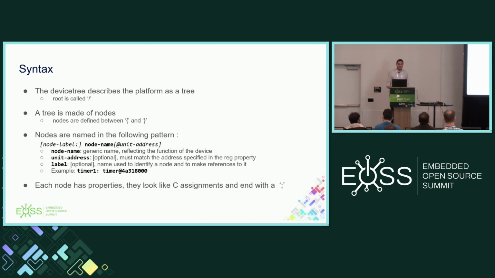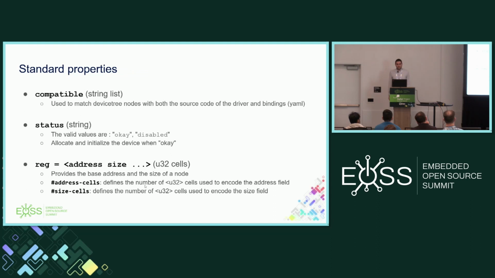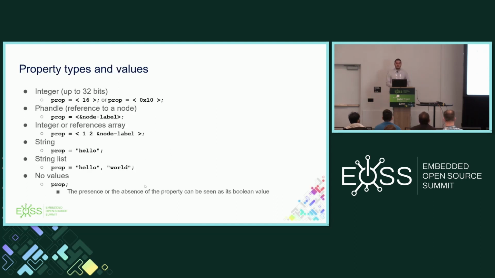Each node has properties, and they look like C assignments and end with a semicolon. Each property has a type. It could be an integer. And by the way, here everything is limited to 32 bits. If you want to do 64, you have some special syntax to make it 64: you double each cell. So let's stick now with 32 bits. It could be a reference to another node. It could be an array of integers. It could be a string, an array of strings. Or it could be a property like this, where either it's available or not, either it's enabled or not. So you can just use it like a Boolean.